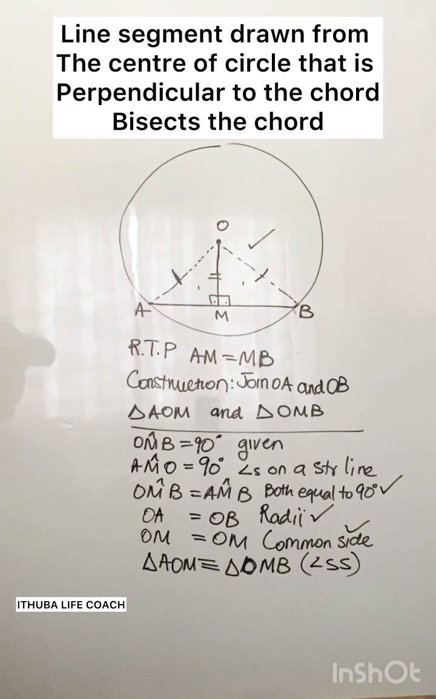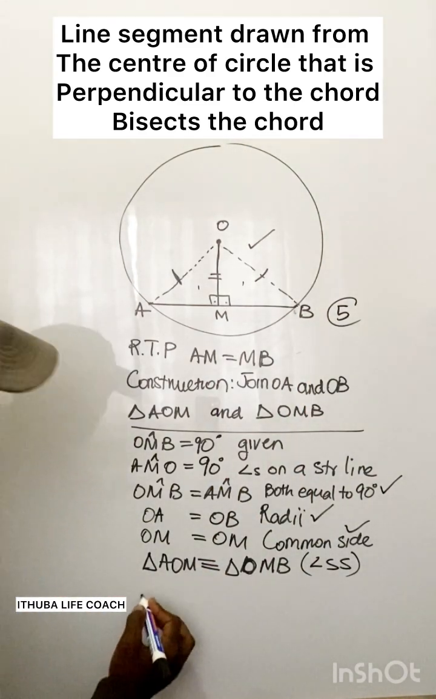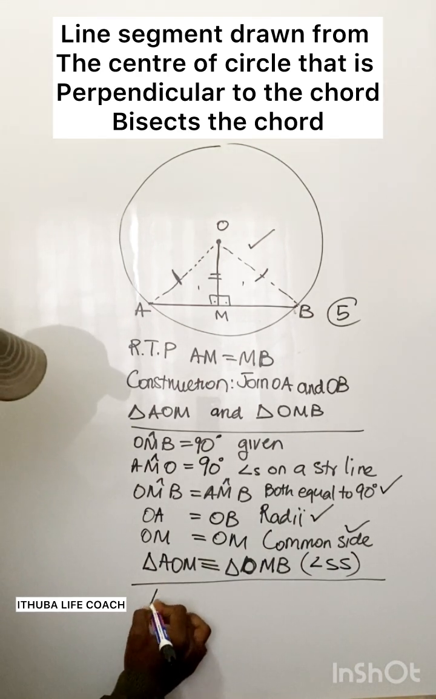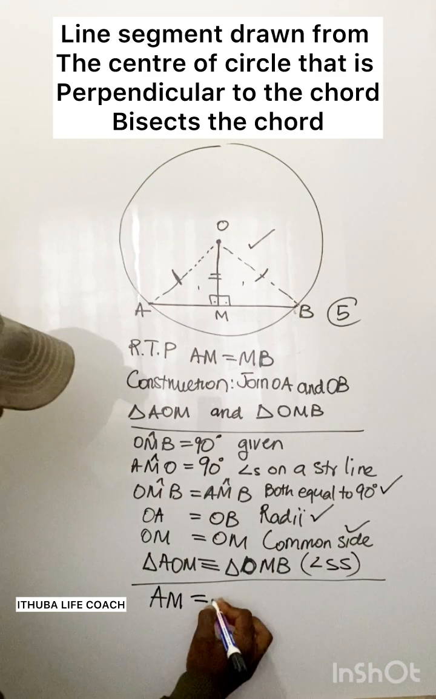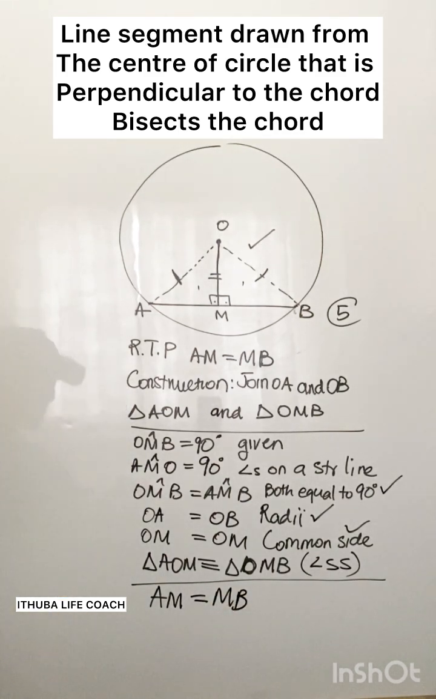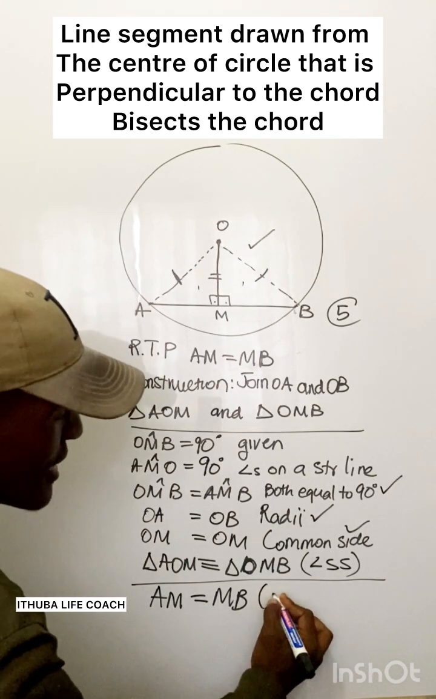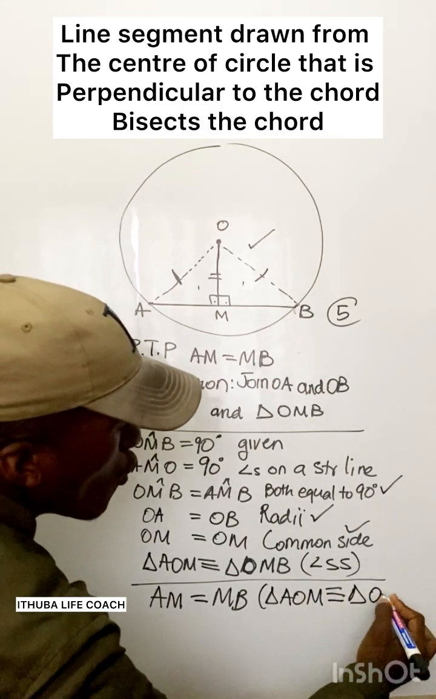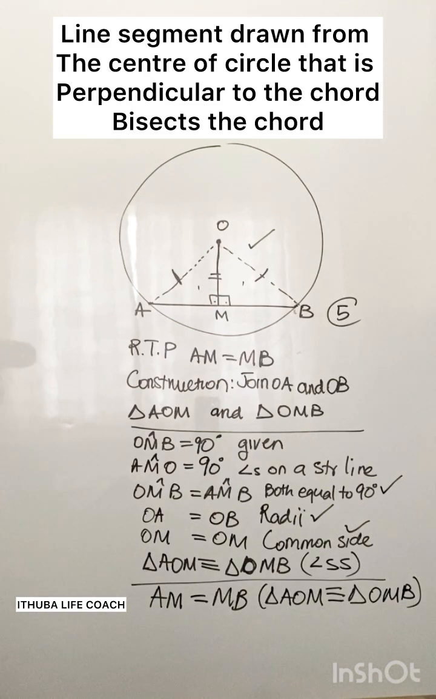Now you have to have a conclusion, because in the exam this is actually 5 marks. Where is your 1 mark? Conclusion. Your conclusion, you'll end up saying line AM is equal to line MB. You can't just say this, guys. You have to give a reason. Why are you saying this line is equal to this side? Because triangle AOM is congruent to triangle OMB. And that is your answer. Then you get 1 mark for that, meaning you have a total of 5 marks. This will be required from you in the exams to prove.